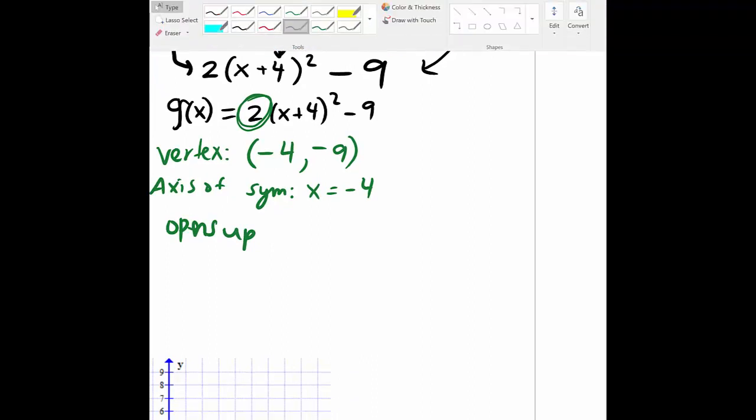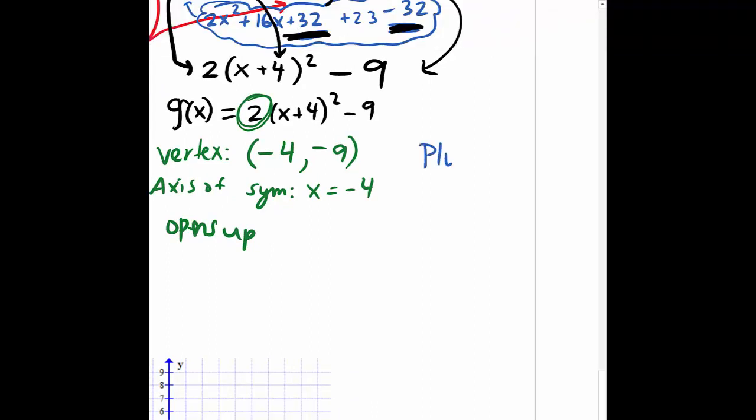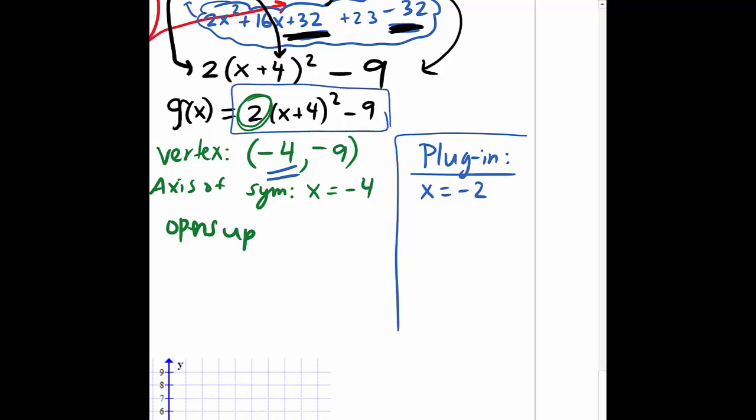Now I just need one more point, and I want to plug in something close to the x value of the vertex. So I don't know, maybe negative 2. It's up to you. You could have done negative 1, or negative 3, or negative 5, negative 6, whatever. You can maybe try 0. Sometimes that's on the grid, but it might be off the grid, so be careful. You don't want to go too far from the x value of the vertex.